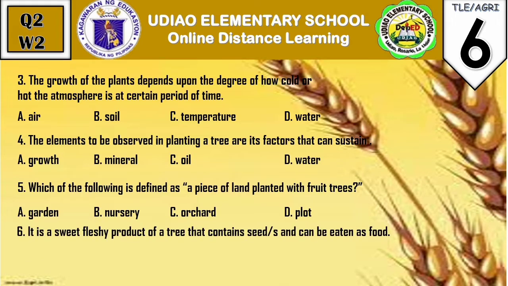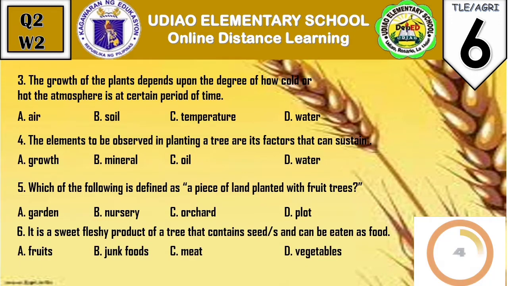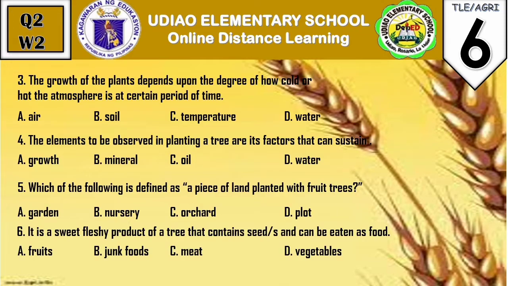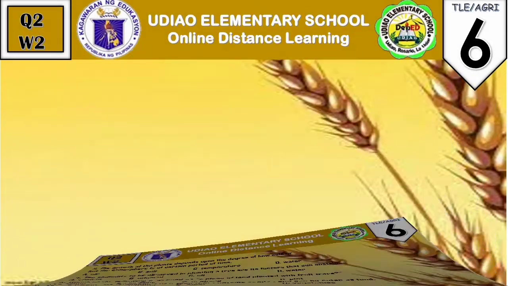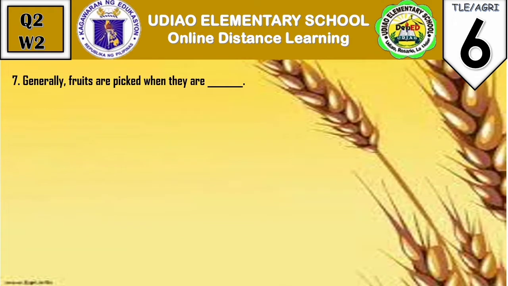Number 6. It is a sweet, fleshy product of a tree that contains seeds and can be eaten as food. A. Fruits. B. Junk foods. C. Meat. D. Vegetables. Number 7. Generally, fruits are picked when they are blank. A. Mature enough. B. Overripe. C. Ripe. D. Young.